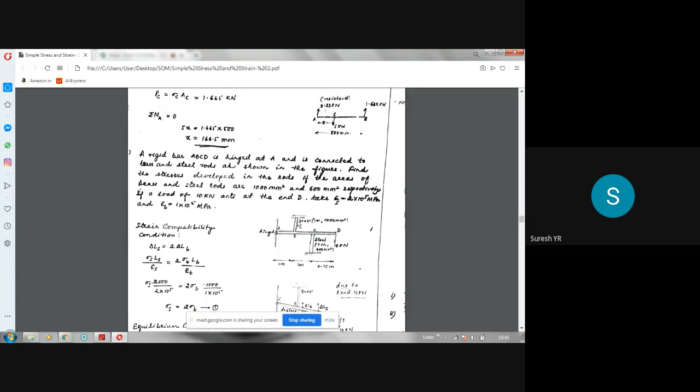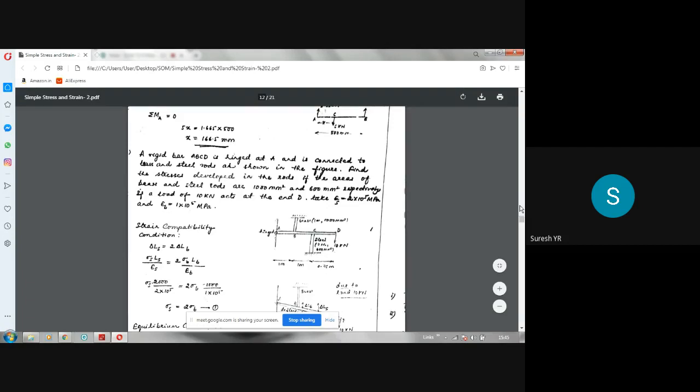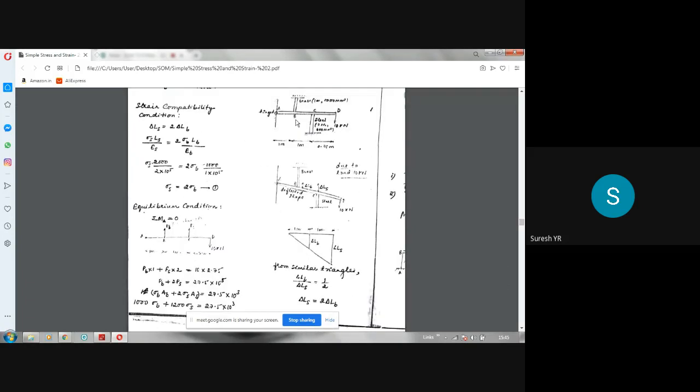So here also we have to find the stresses in each rod, as well as the forces carried in each rod. So we have to use the same conditions, strain compatibility condition and equilibrium condition. But what happens here, the load is not acting on the bar directly. So it is not a direct load. It is acting somewhere else. Very important.